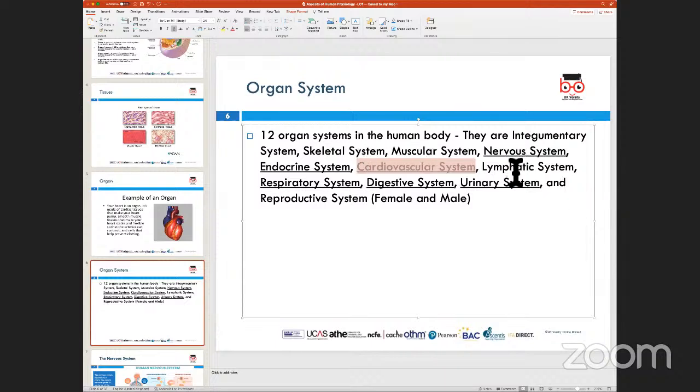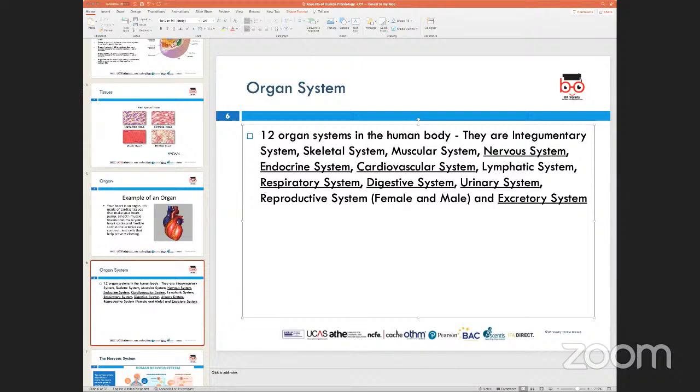1, 2, 3, 4, 5, 6, 7, 8, 9, 10, 11. So the excretory system is what I missed out. So we are going to be looking at seven of them in particular, including the endocrine, and these are the different systems that we look at when we talk about the human body.